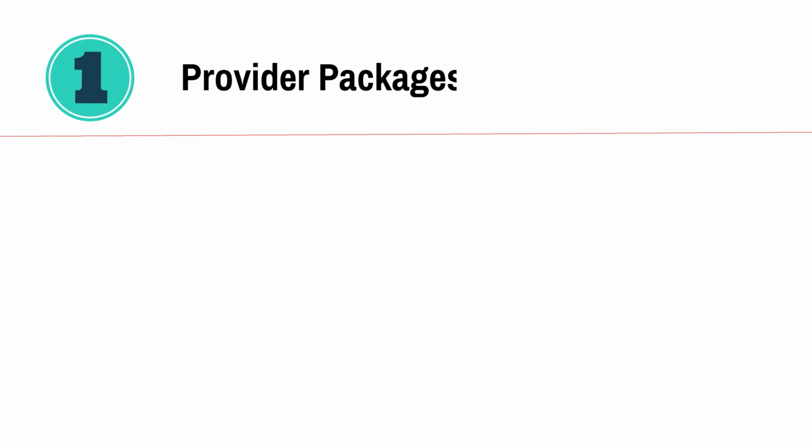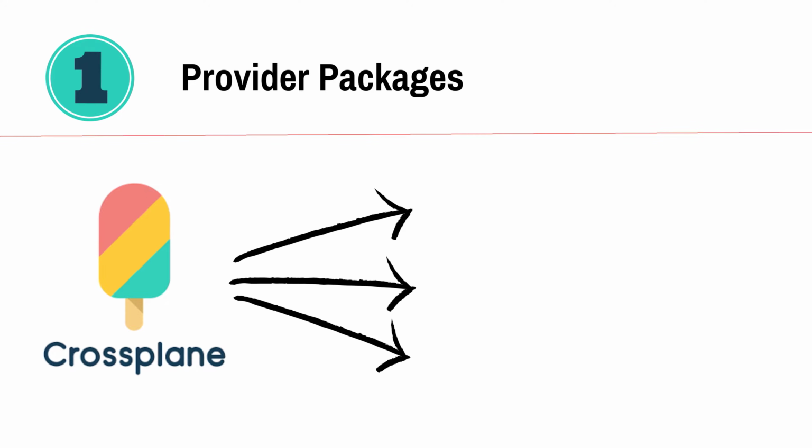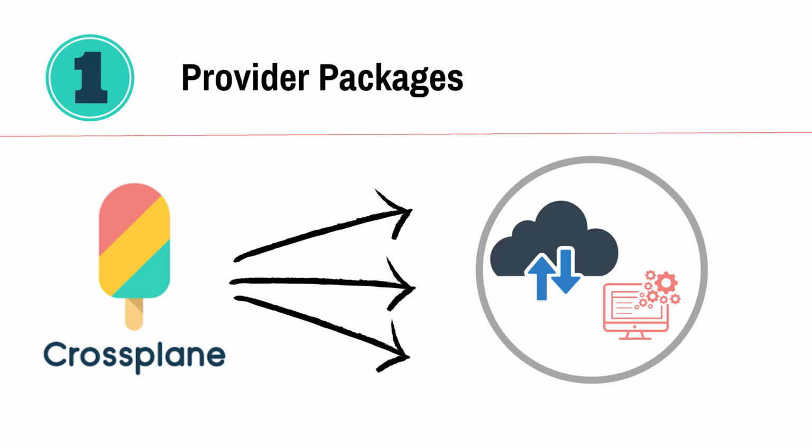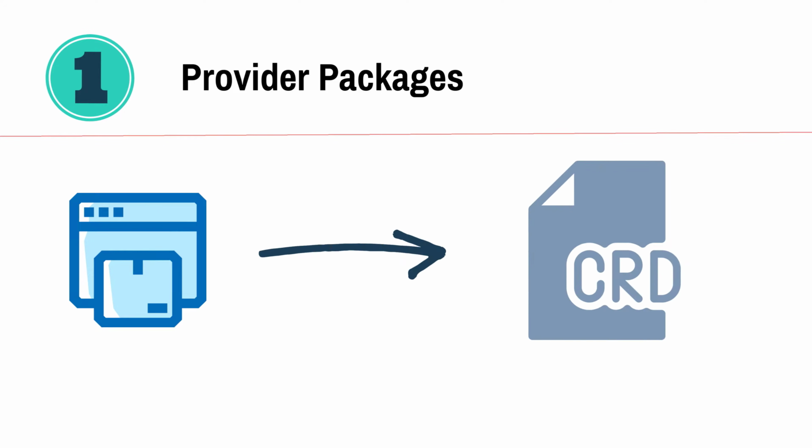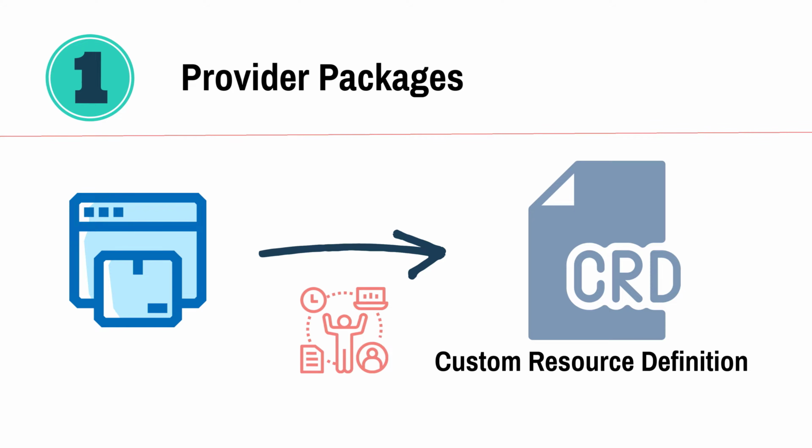Let's now take a look at some of its core features. First up is provider packages. Crossplane supports a wide range of cloud providers and technologies known as providers. These packages define the necessary CRDs, which is custom resource definitions, for each cloud resource and therefore extending the Kubernetes API. The next feature is composition.